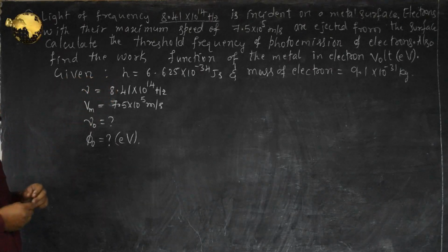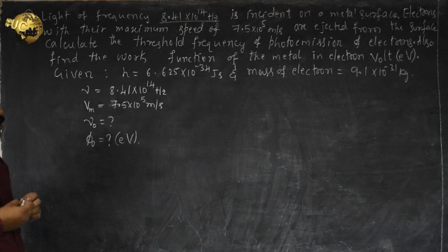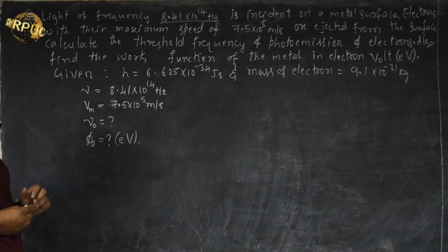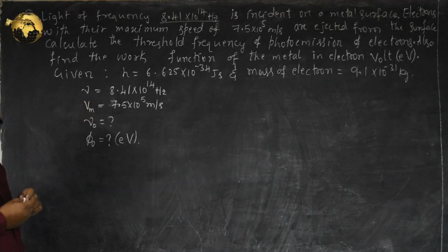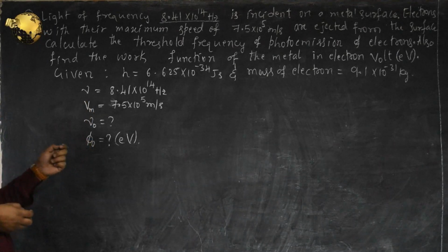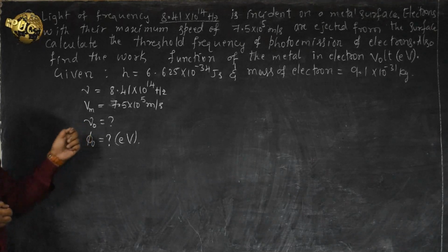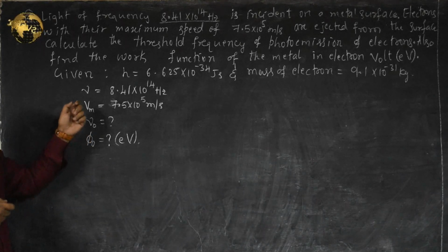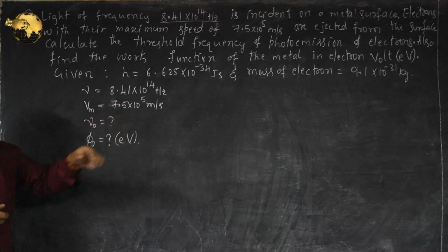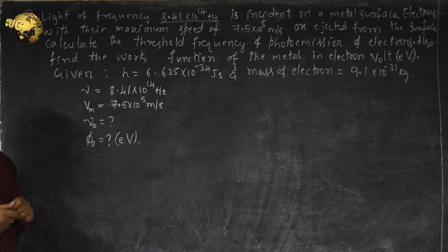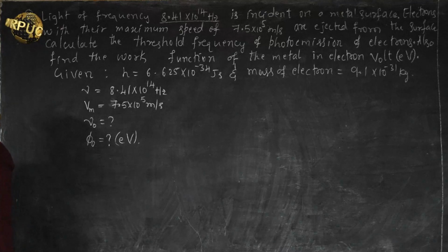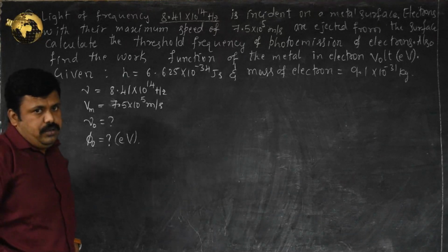And given h is equal to 6.625 into 10 to the power minus 34 joule second, that is Planck's constant, and mass of the electron. So let's find out first mu naught. Here the photoelectric process is happening, so we can make use of Einstein's photoelectric equation.